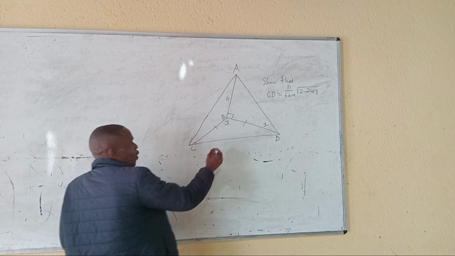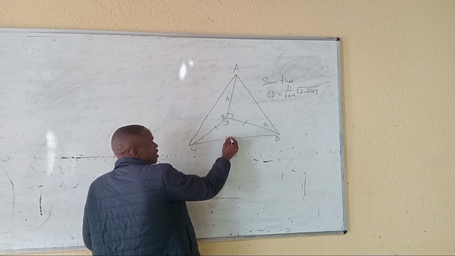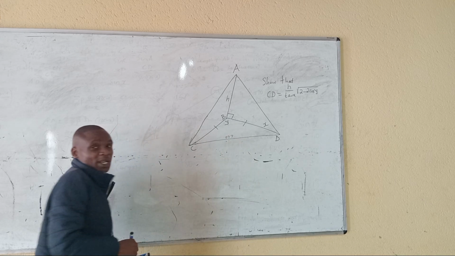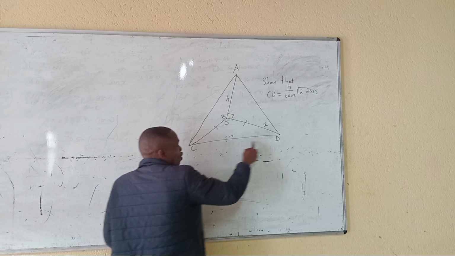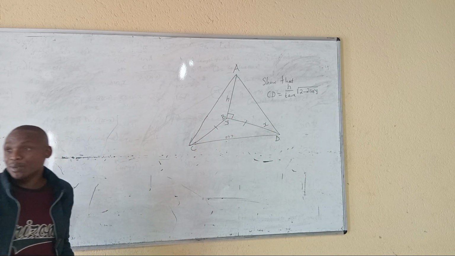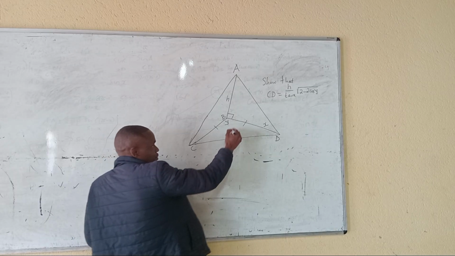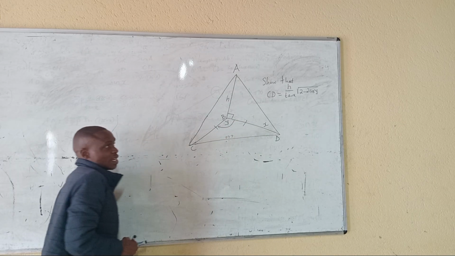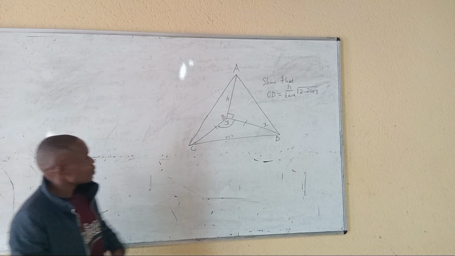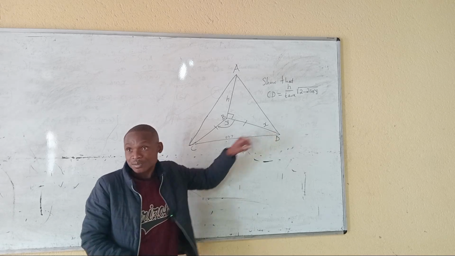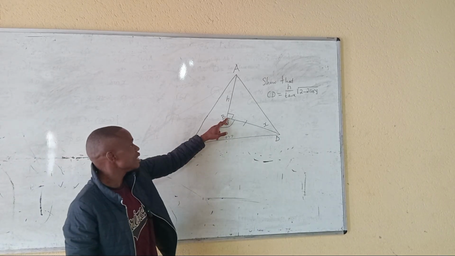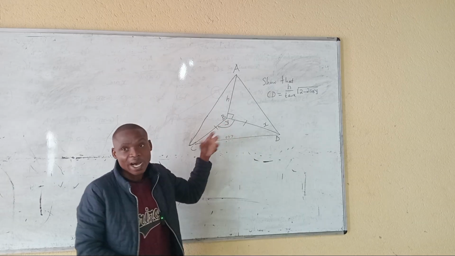So actually, they want us to find CD. But if you look at triangle BCD, you will notice that you don't have enough information on this triangle. The only thing that you know on triangle BCD is angle 1. And you also know that BC is equal to BD, which makes triangle BCD an isosceles triangle.